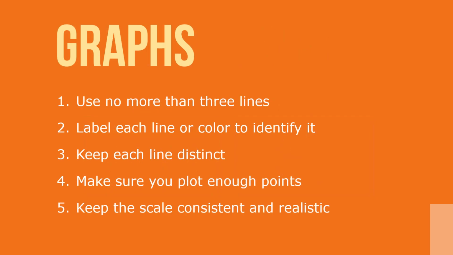Here are some guidelines on creating great graphs. Use no more than 3 lines in a multi-line graph so readers can interpret the graph more easily. Label each line or color it to identify what it represents. In a multi-line graph, keep each line distinct by using different colors, dots or dashes or symbols. Make sure you plot enough points to show a reasonable and ethical range of data. Using only 3 or 4 points may distort your evidence. And keep the scale consistent and realistic. If you start with hours, don't switch to days or vice versa.